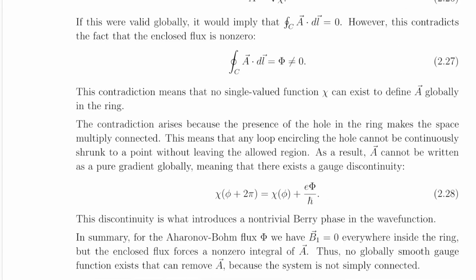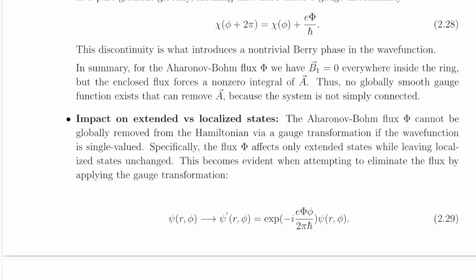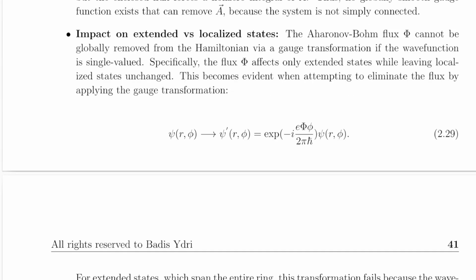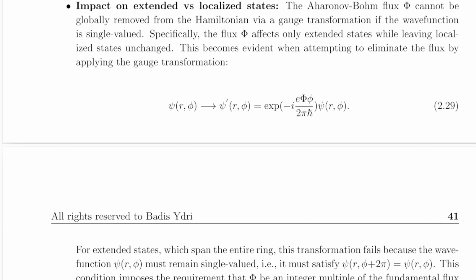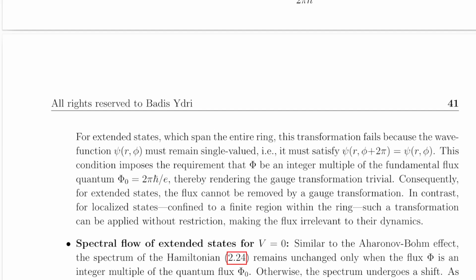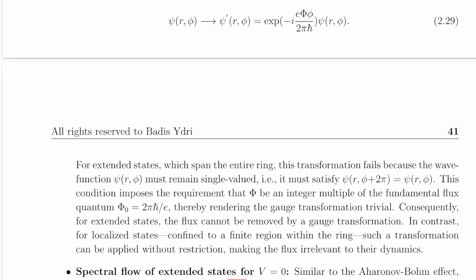Now, what about the states? The Aharonov-Bohm flux affects only the extended states. Localized states, those confined to small regions, are unaffected. This is because extended states wrap around the ring, making them sensitive to the topology, while localized states do not encircle the flux and thus feel nothing. For extended states, a gauge transformation trying to remove the flux fails unless the flux is an integer multiple of a fundamental quantum. Thus, for extended states, the flux is a real physical effect.